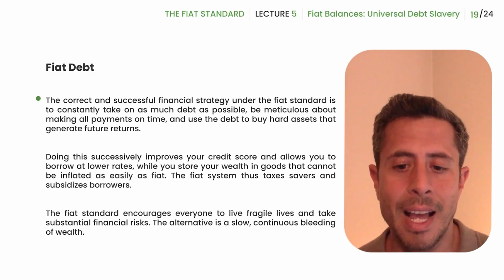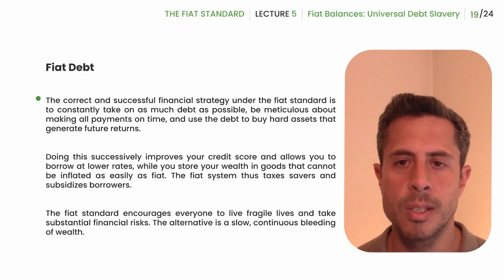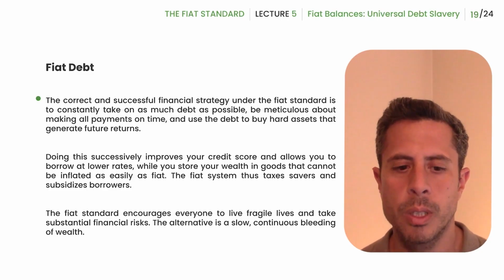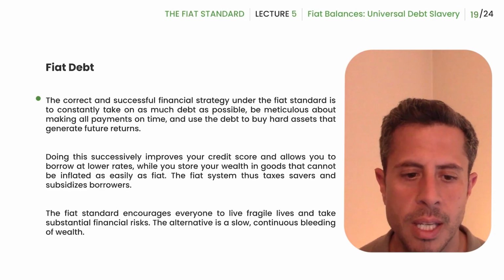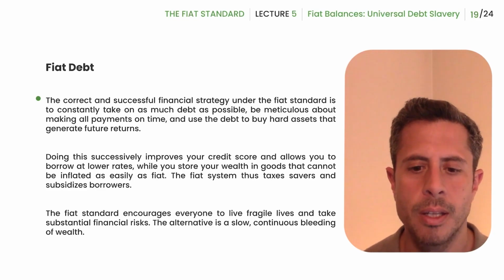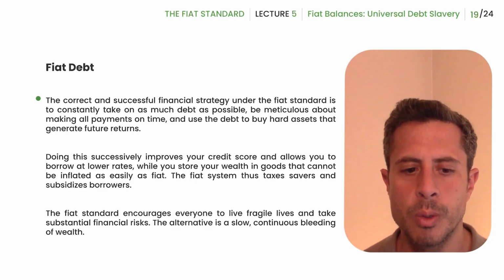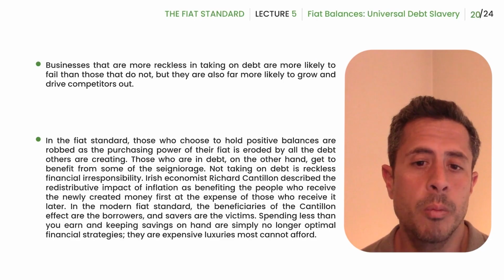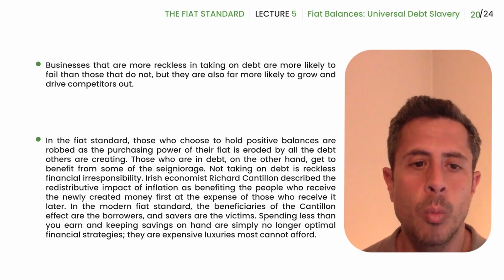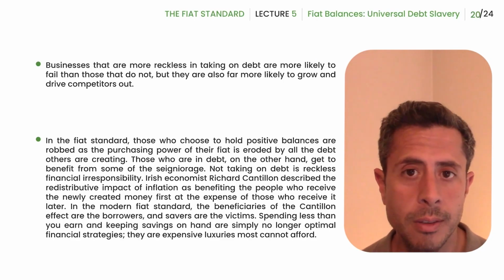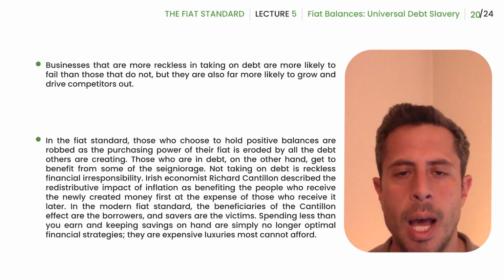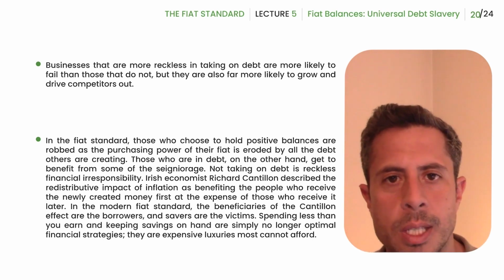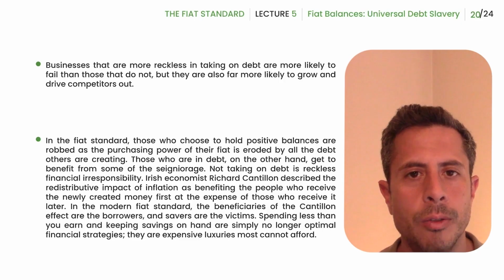The fiat system taxes savers and subsidizes borrowers. This is how it works. The fiat standard encourages everyone to live fragile lives and take substantial financial risks. The alternative is a slow, continuous bleeding of wealth. Businesses that are more reckless in taking on debt are more likely to fail than those that do not, but they are also far more likely to grow and drive competitors out because they can borrow at low rates and drive their competitors out at higher rates.